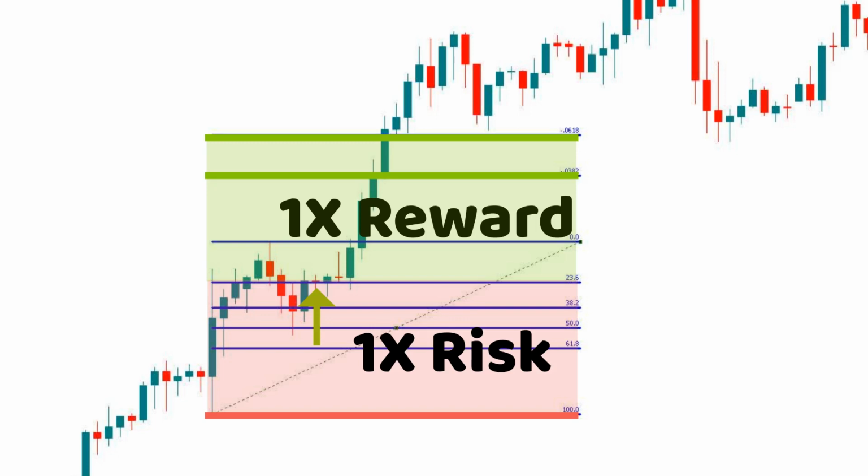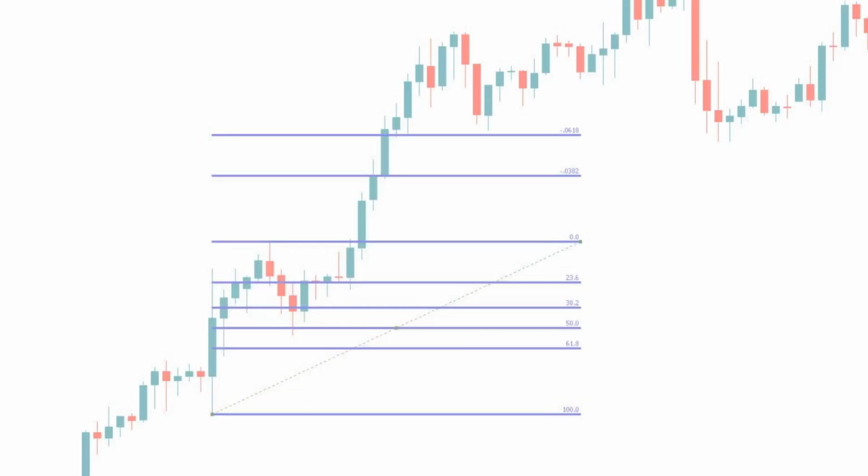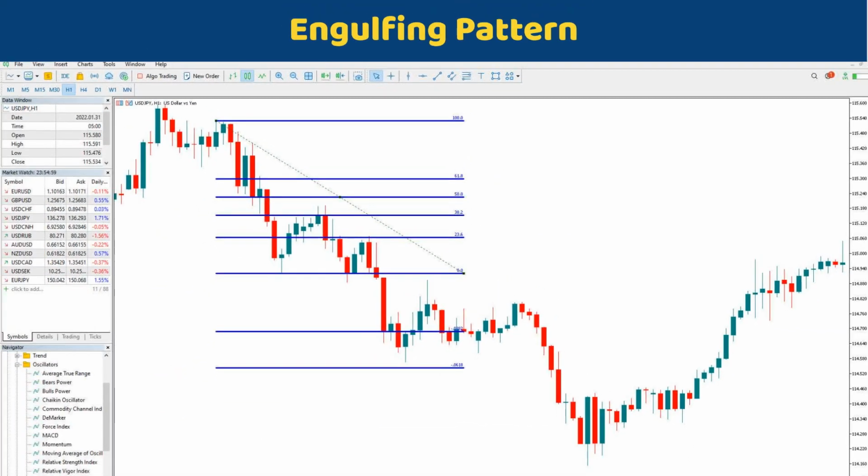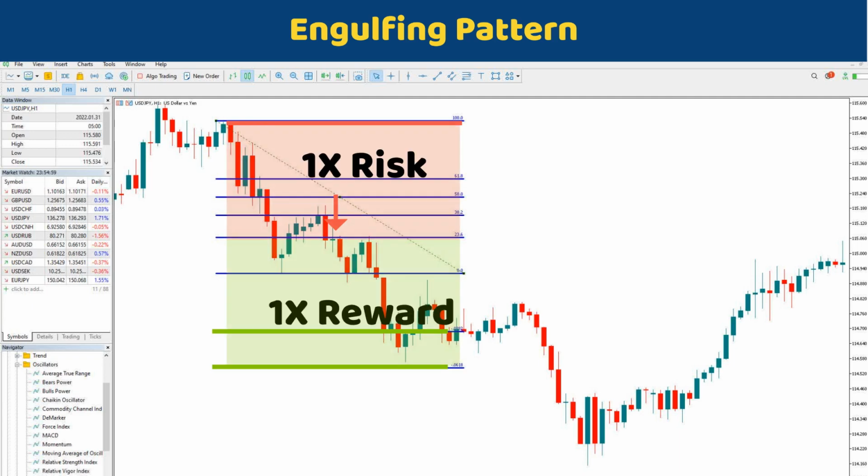Let's do one more example using the engulfing pattern. Here's another downtrend. We see an engulfing pattern at the 38% retracement and we place a sell order at the open of the next candle. We set our stop loss and take profit levels as always. This trade resulted in another 1-to-1 risk reward. I think you're getting the hang of it. Let's move on to the pin bar pattern.